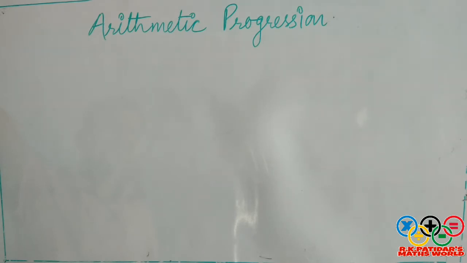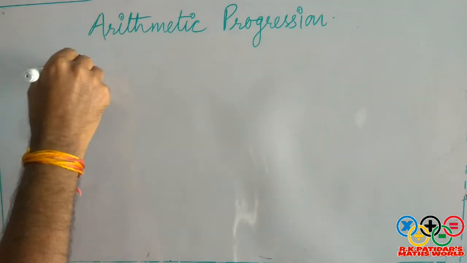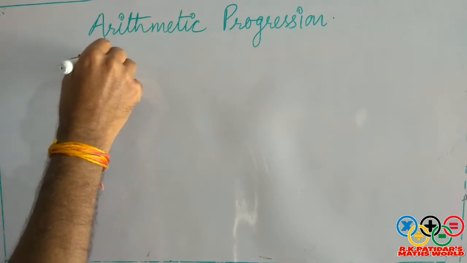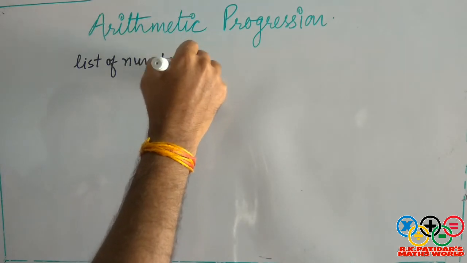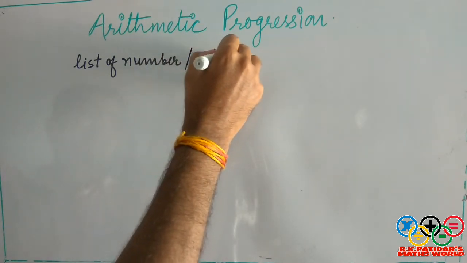In this video, we will learn about arithmetic progression. What is arithmetic progression and what are the symbols used to denote the different things in arithmetic progression? To understand arithmetic progression, we consider some lists of numbers, or we call patterns.